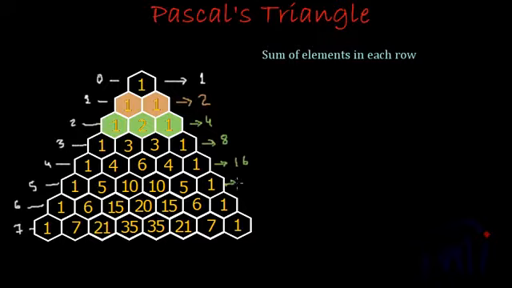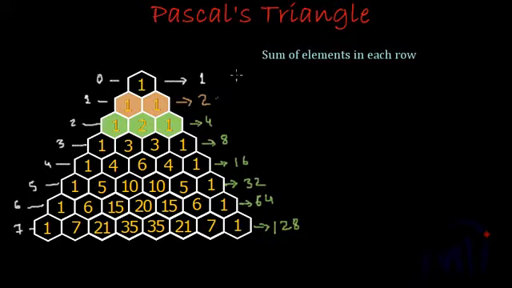And if I add all the elements of the fifth row, it is 32, right? And if I add all the elements of the sixth row, I'll get 64 over here. And if I add all the terms of the seventh row, I'll get 128, right? So what is this? The sum of the first row is actually double the sum of the 0th row, right? And the sum of the second row is actually double the sum of the first row, right?